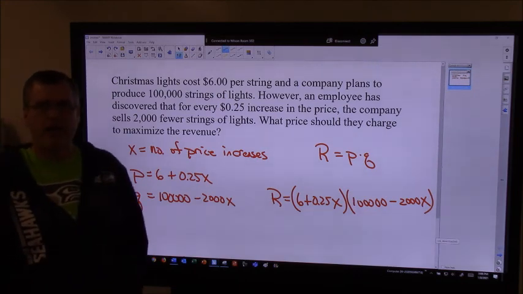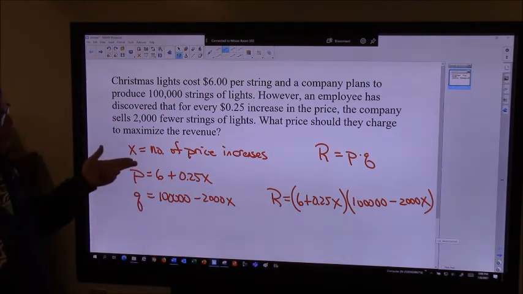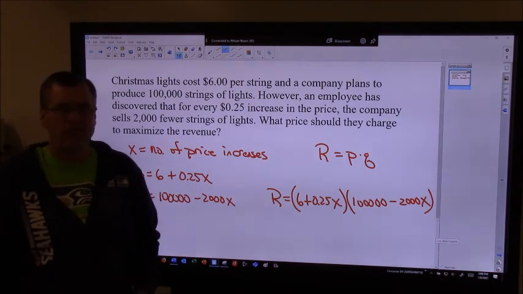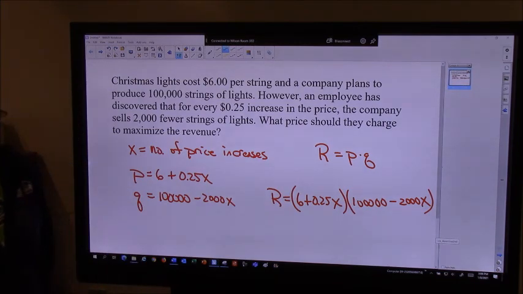So at that point, I'll stop and let you guys finish this up. Okay? What price should we charge in order to maximize the revenue? We're looking for a relative maximum now. You guys go ahead and see if you can finish it.